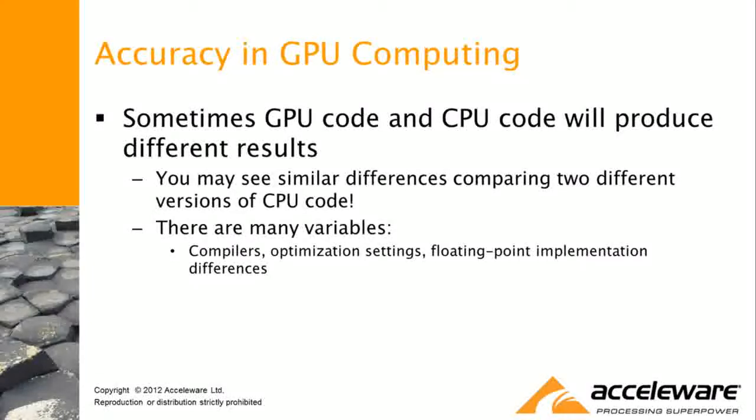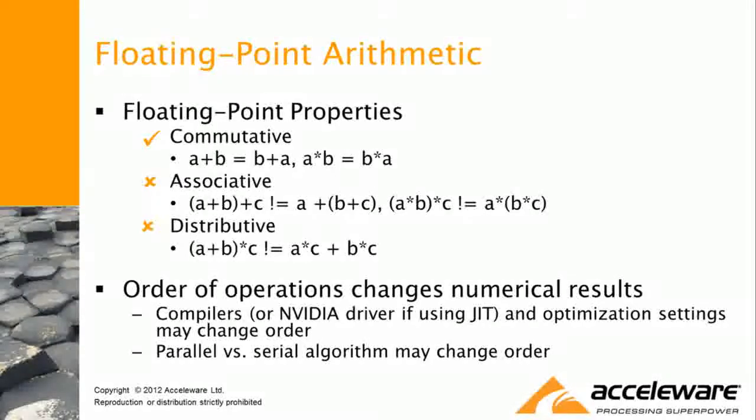So yeah, you've got floating point implementation differences as well. Just as a review, you guys probably know this, floating point is commutative. You can add them in either order, but it isn't associative, nor distributive, because there will be intermediate rounding of results. So A plus B plus C isn't necessarily A plus B plus C. Yeah, you understand what I'm saying.